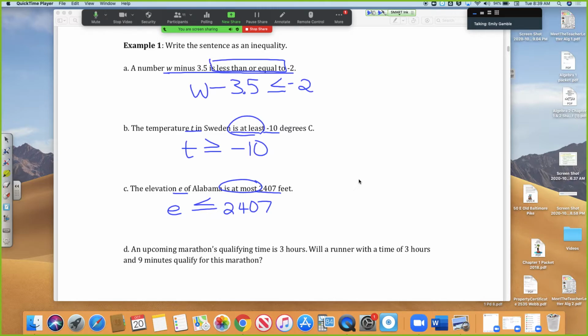So the question is just asking us, it didn't say to create an inequality at all. We could say that the time would have to be less than or equal to 3 hours to help us determine it, which will help us answer, will a runner with a time of 3 hours and 9 minutes qualify for the marathon? No. Because it's still fast, but they're too slow for the marathon cutoff because of the extra 9 minutes.